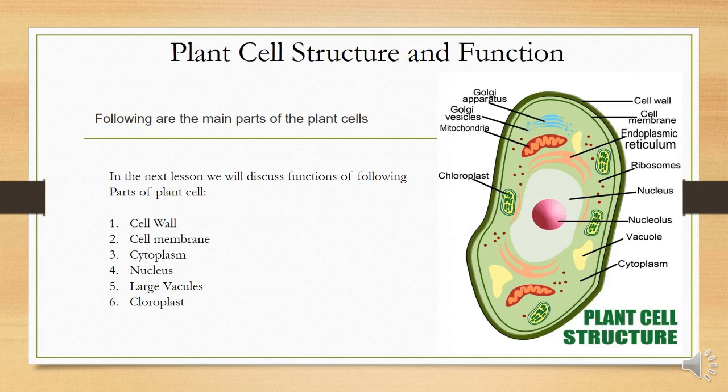Number 1, cell wall, cell membrane, cytoplasm, nucleus, large vacuoles, and chloroplast. The function of these parts will be discussed in the next lesson, but until now we will be focusing only on the names of the parts.